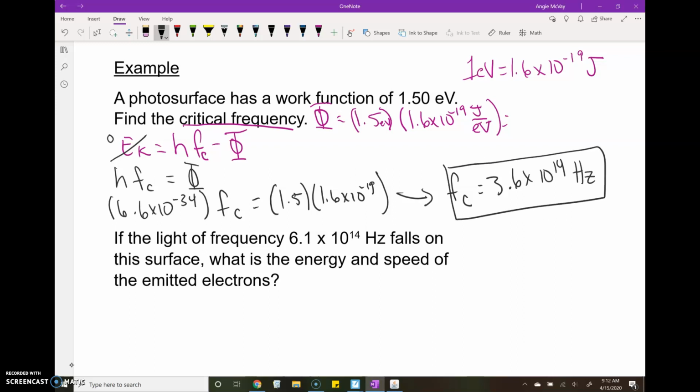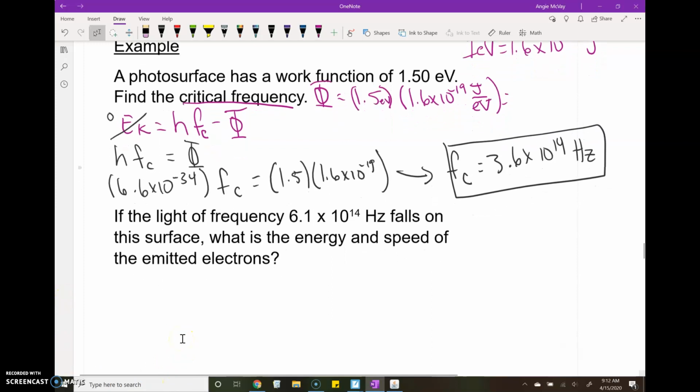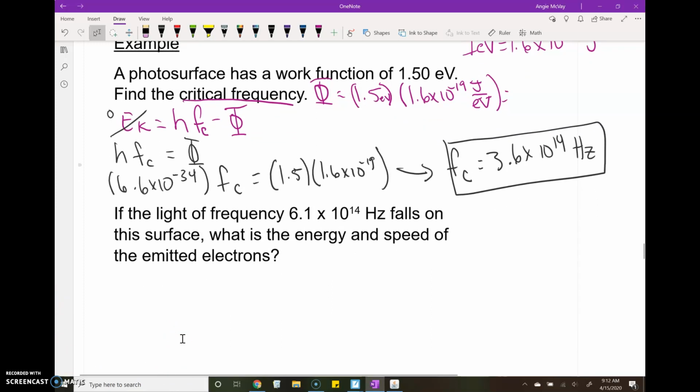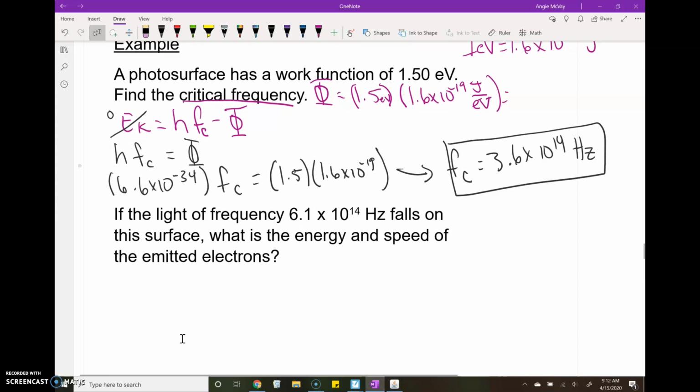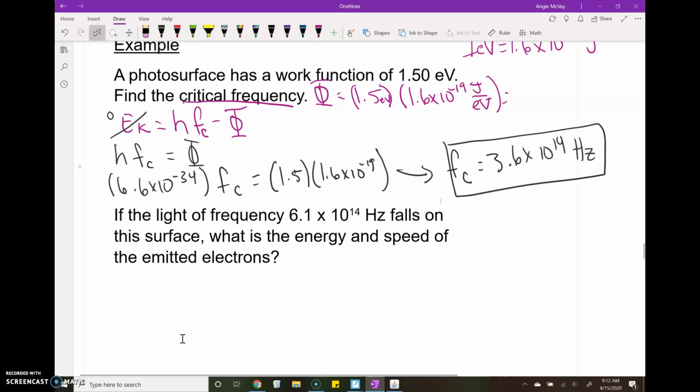And if we looked at published critical frequencies for different materials, we could identify the material based on that critical frequency. Then, if light of frequency 6.1 times 10 to the 14 hertz falls on the surface, what is the energy and speed of the emitted electrons?